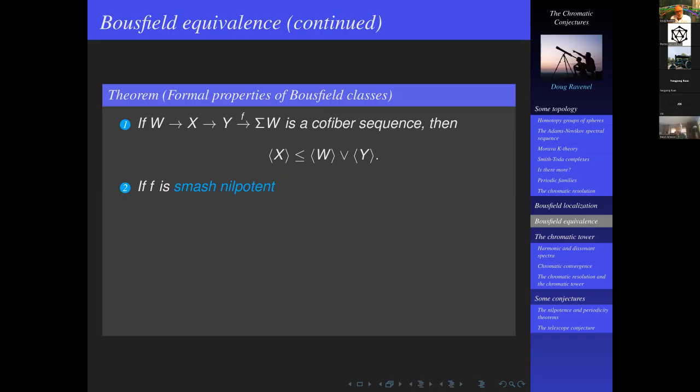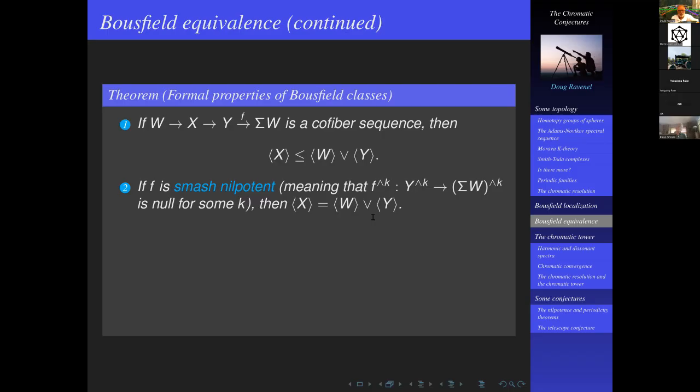Another formal property is that if the map F is smash nilpotent, which means that if you take the k-fold smash product of the source and target, you get a map that's null for some value of k. That's what it means to say that F is smash nilpotent. If that happens, then the inequality that we had before becomes an equality.